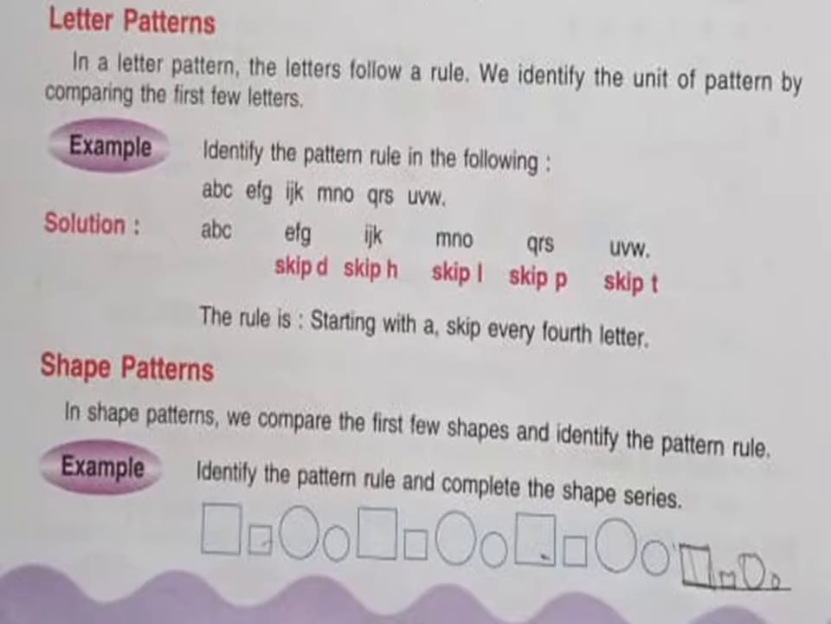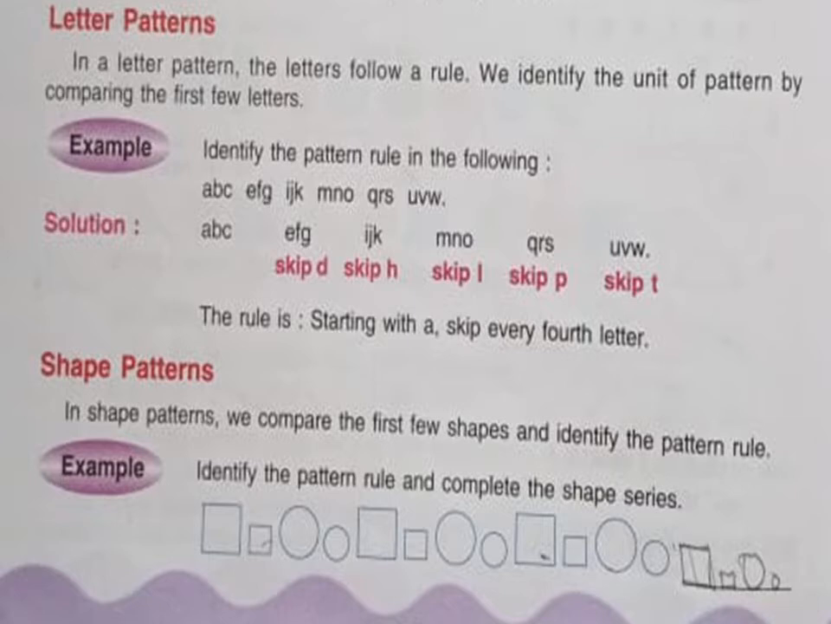So what is the rule for the letter pattern here? In a letter pattern, the letters follow a rule. We identify the unit of the pattern by comparing the first few letters. So here check the pattern. First it is A, B, C. Next it is E, F, G. Next I, J, K. Next M, N, O, Q, R, S, U, V, W.